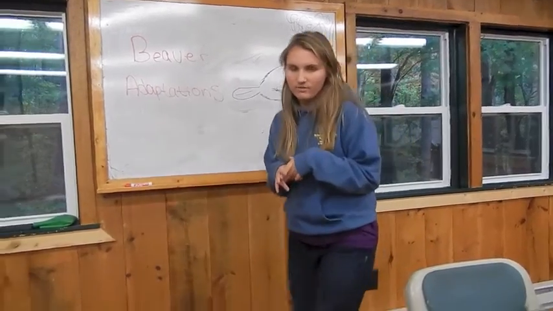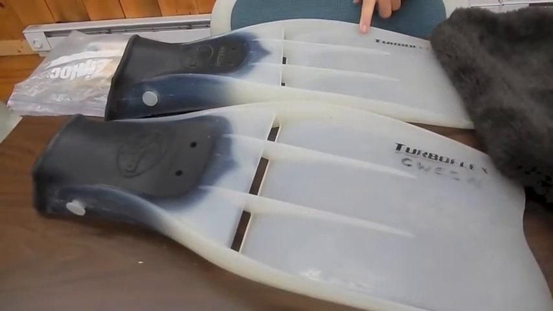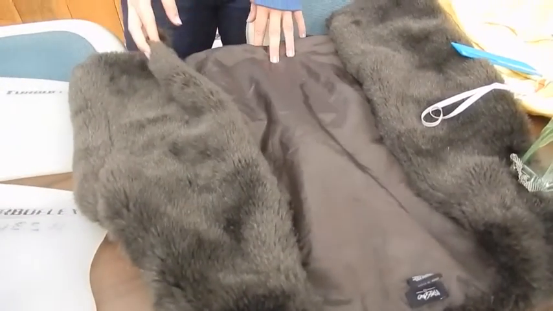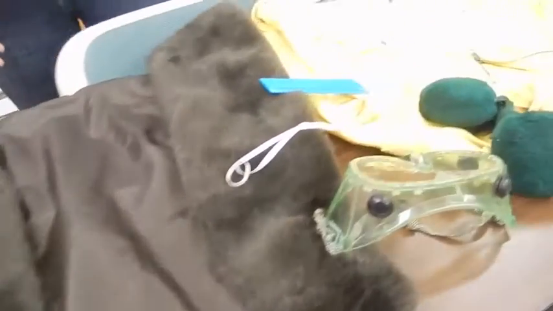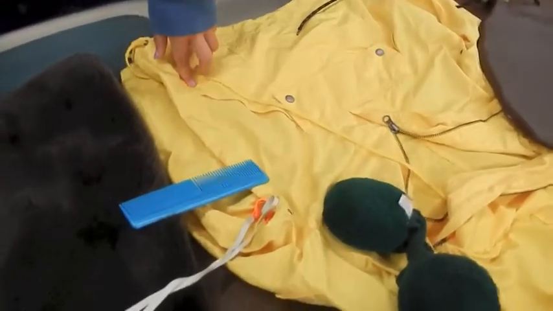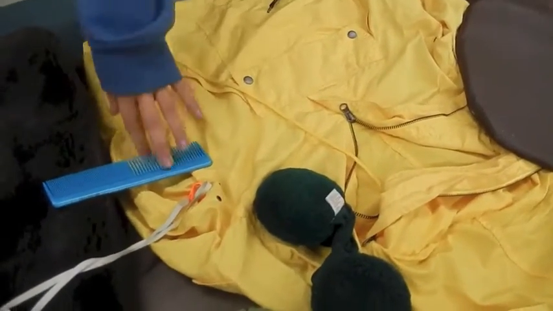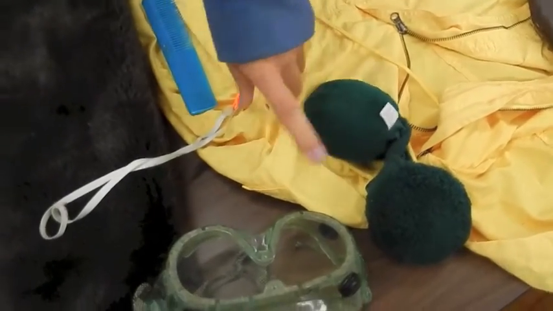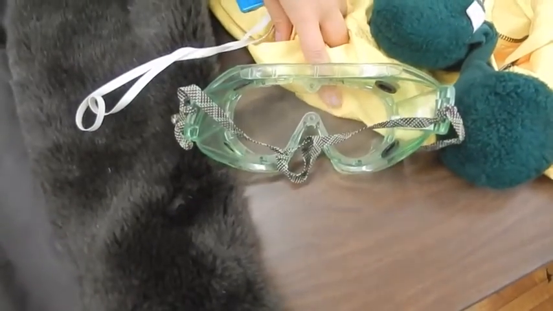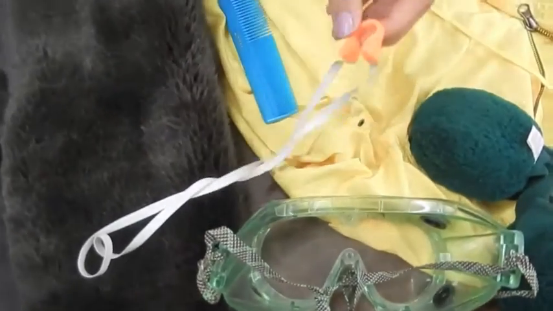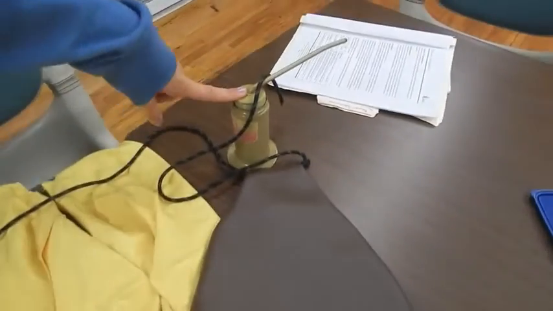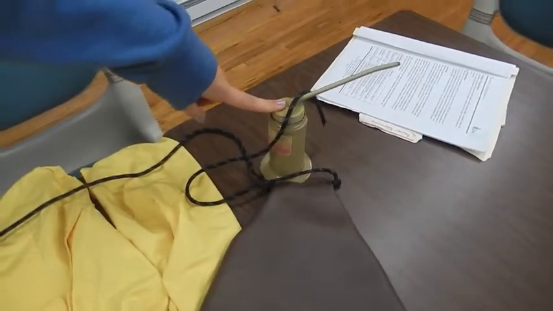So we have flippers for their webbed feet, a vest for the inside and outside fur of a beaver, a raincoat for their waterproof fur, a comb for their feet, earmuffs for their hearing, goggles for their nictitating membranes, nose plugs for their nose, and a tail, and an oil can for the oil glands that beavers have.